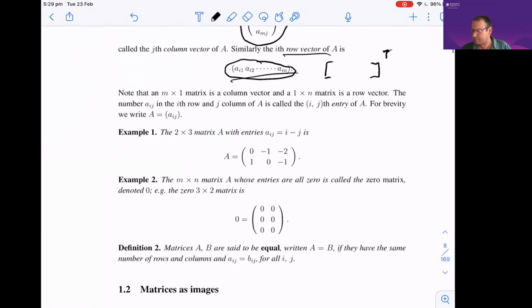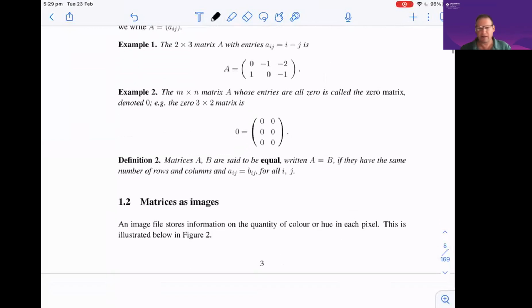Okay, so here's a matrix, a 2 by 3 matrix A. Maybe now as you look at this 2 by 3 matrix A, I'll pause for a second and answer a question in the chat.